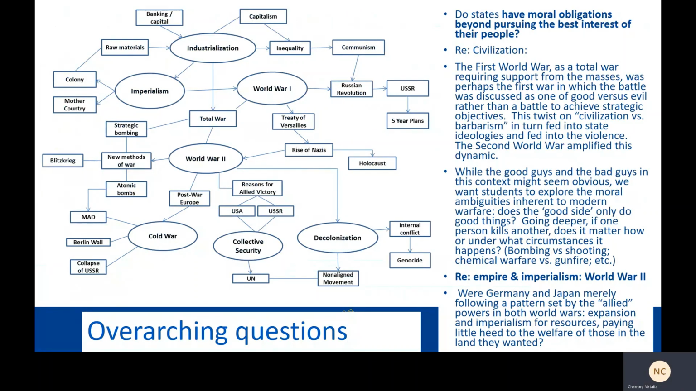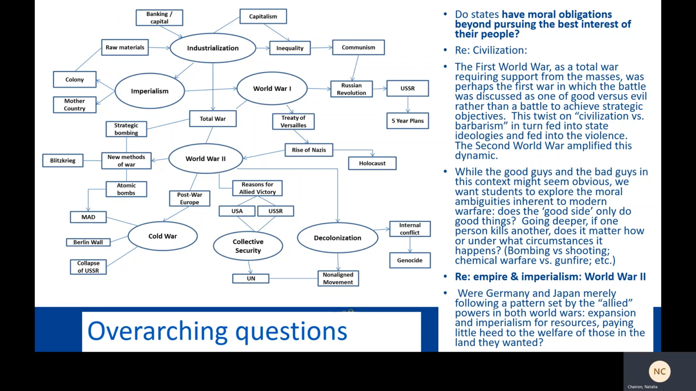Big questions we get to ask in this unit include, do states have moral obligations beyond pursuing the best interests of their people? Regarding the theme of civilization that we've been poking through throughout our study of world history, the First World War, as a total war requiring support from the masses, was maybe the first war in which the battle was discussed as one of good versus evil, rather than a battle to achieve strategic objectives. This twist on civilization versus barbarism, in turn, fed into state ideologies and fed into the violence.